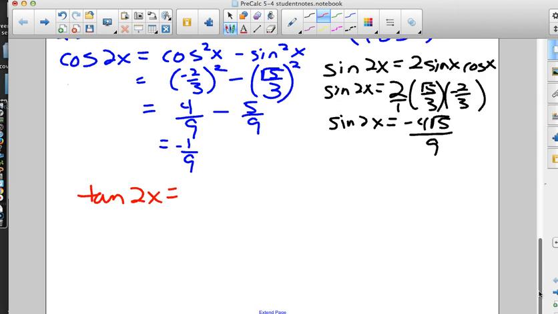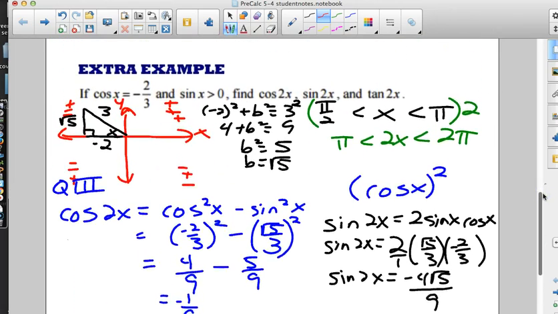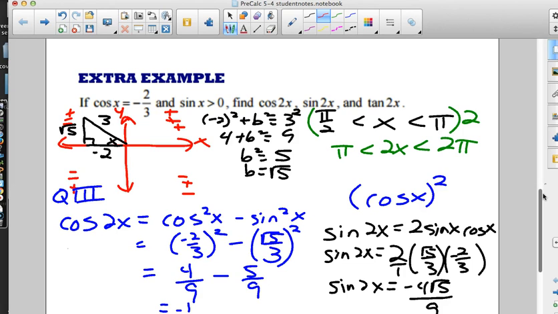Tangent. Well, we only get one formula for that: 2 tangent x over 1 minus tangent squared x. There. Well, we better go back to our drawing and find out what tangent of x was. Opposite over adjacent. Square root of 5 over negative 2, so negative square root of 5 over 2.